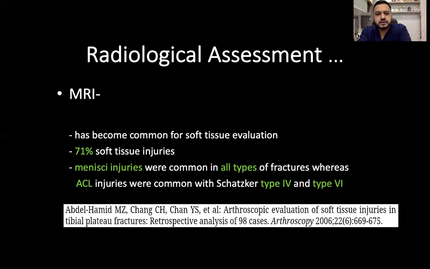They had done a retrospective study of 98 cases, and they had found that meniscal injuries were common in all types of fracture, whereas ACL injuries were common with Schatzker type 4 and type 6. So identifying these soft tissue injuries is very important for functional outcome, because if we identify these injuries in time, we will be able to manage them. And after putting an implant, after operating a fracture, identifying these injuries by getting an MRI done becomes a little difficult.